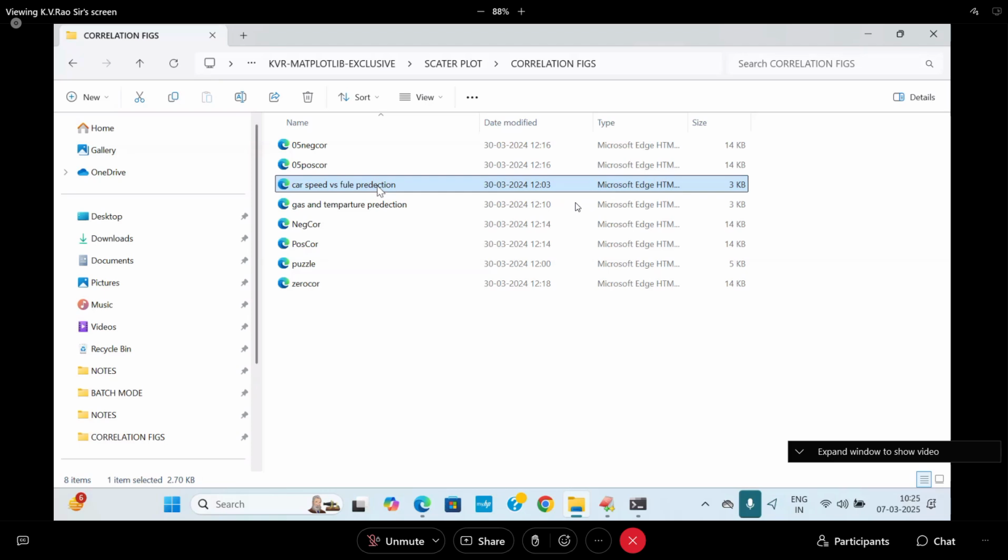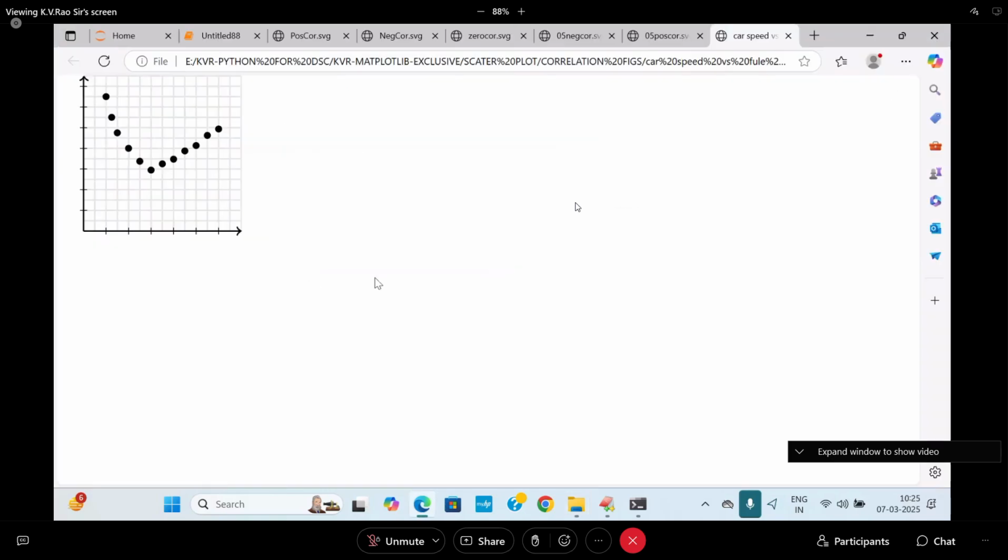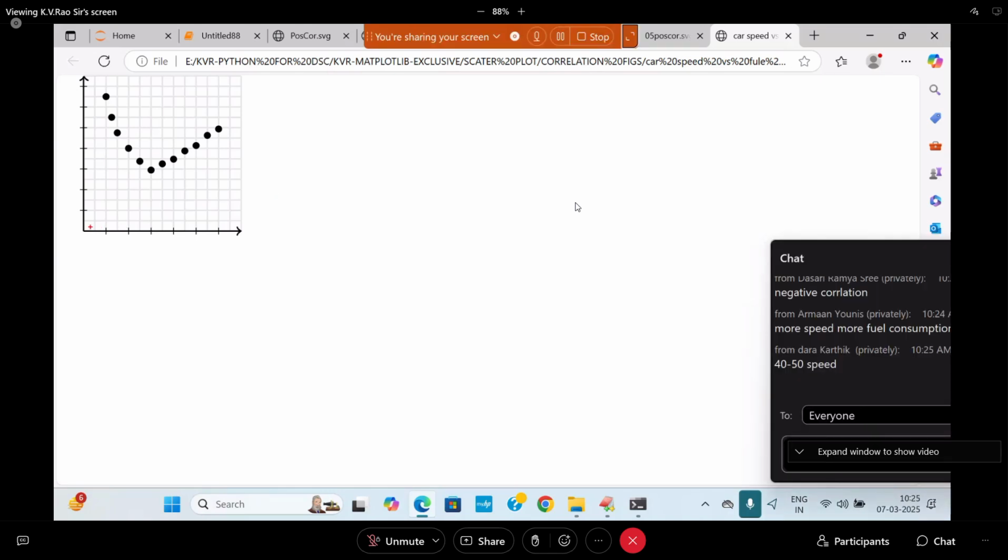Is it like that? So what is written in every automobile device? Economy is written, 40 to 50, or 30 to something. At that speed, if you go, the fuel consumption can be economically maintained. So try to understand what is happening. More speed, more fuel consumption.